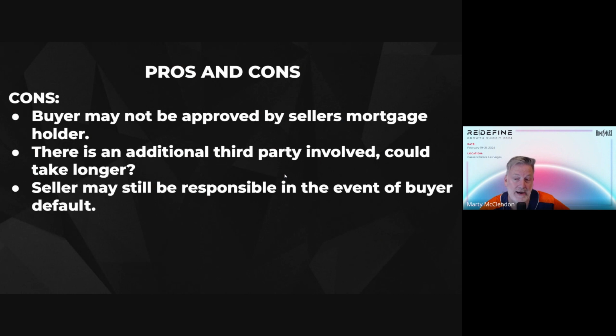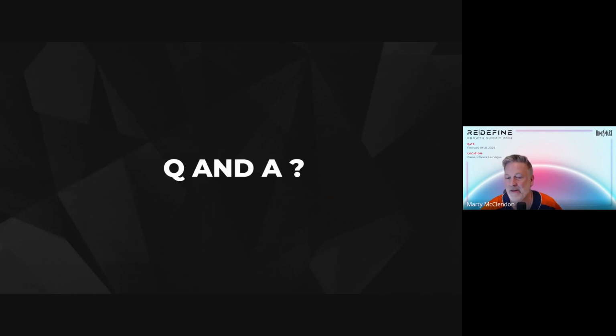Also, instead of the buyer and the seller, the two agents, escrow and title, you actually have the lender involved now, a second lender. So that's adding another layer of subject twos, right? It always adds more complexity. And the seller may be responsible still, even in the event of buyer default. So we want to make sure we deal with that up front, but that is a potential con when dealing with an assumption. And then, of course, there's questions.